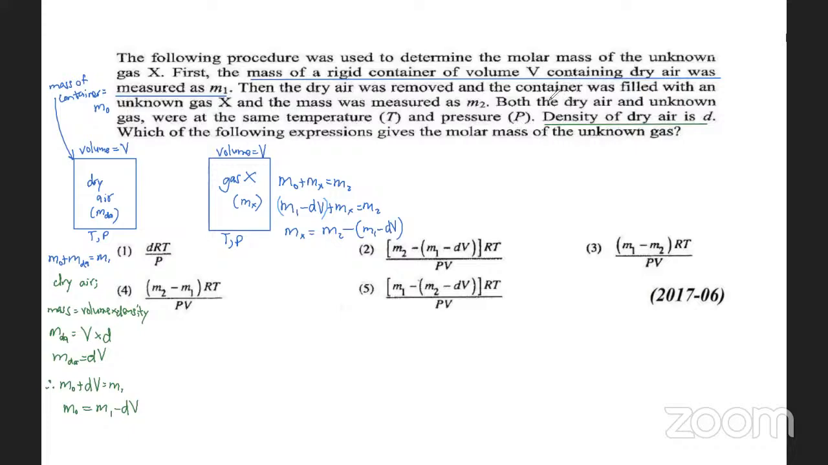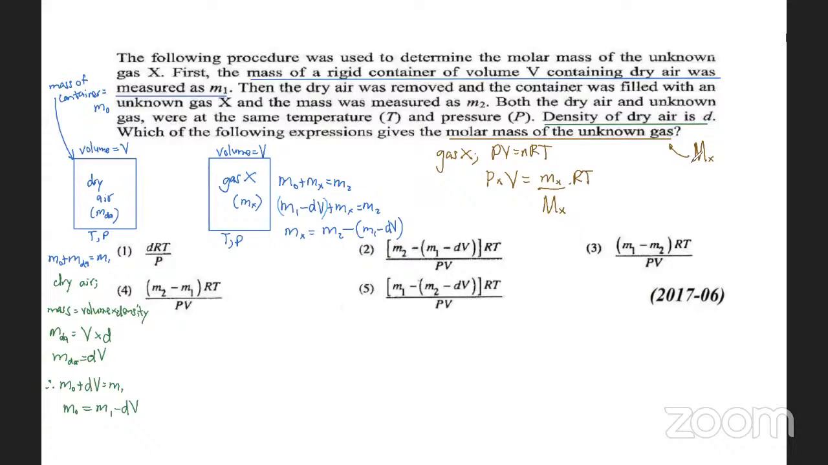What's the question? Which of the following expressions gives the molar mass of the unknown gas? So we have to find the molar mass of the unknown gas, that is capital M of x, the molar mass of X. They have given the answers, and in the answers R, T, P, V, everything is there. Obviously for gas X they have applied PV equals nRT. Pressure is P, volume is V. Number of moles we don't know, so you can put the mass of gas X divided by the molar mass of gas X, into RT.